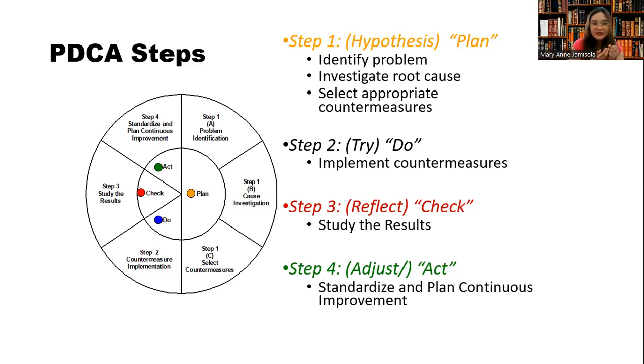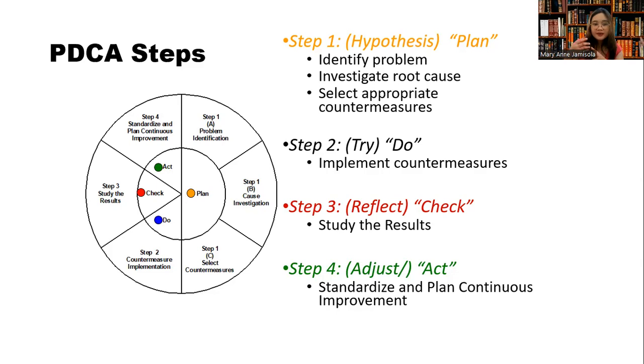Did it really address the problem? Okay, so that's step three. Check, reflect, think whether the countermeasures that you have implemented have yielded good results. Study the results. Now, if your expectation as to the effect of the countermeasures versus the actual results of the implementation do not match with each other, there is a gap, right? So we need to move on to the fourth phase, which is to act or adjust.